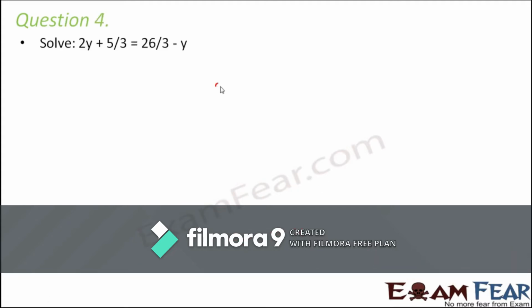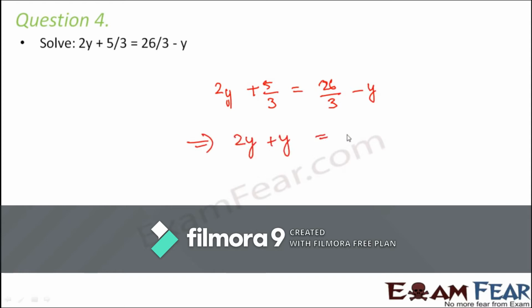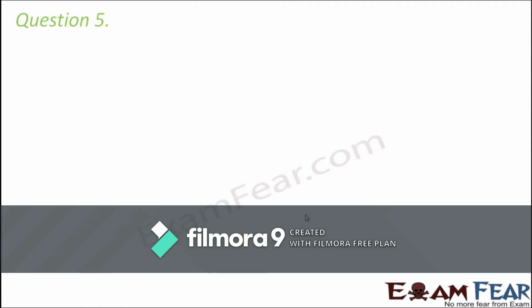Question number 4. Solve 2y + 5/3 = 26/3 - y. So here again 2y + y = 26/3 - 5/3. So this becomes 3y = 21/3, or y is equal to, here 3 7s are 21, so this would be 7 and this 3 will come here, so it will become 7/3. So y = 7/3 would be a solution for this equation.